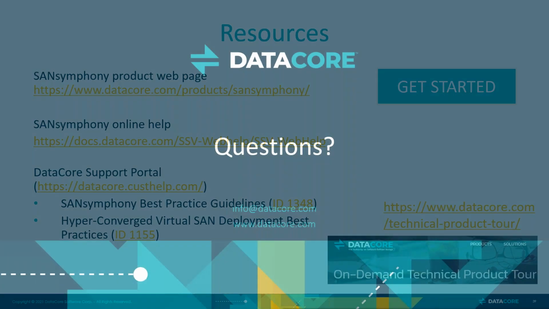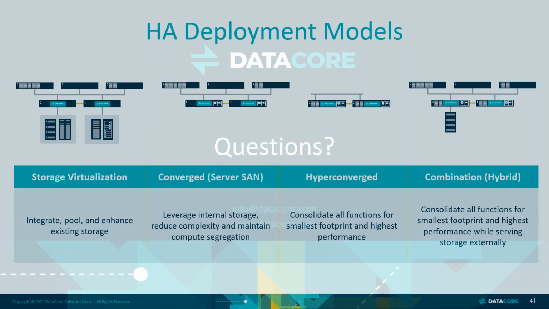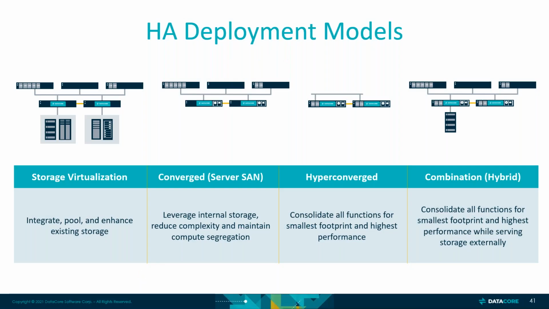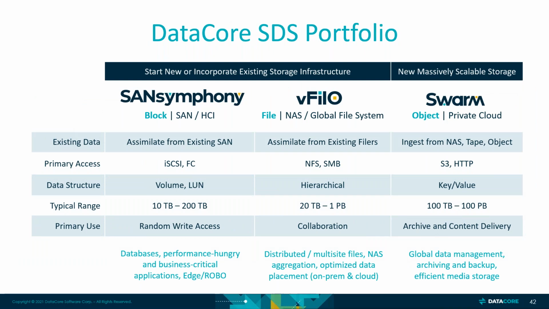With that, I haven't seen any additional questions come through that we haven't answered in here. I did want to just close out by letting you know that while we have concentrated today on our SANsymphony software for really SANs and hyperconverged environments using a block storage methodology, DataCore also offers, it's kind of like the trifecta of capabilities. The vFilo product provides a global file system for scale-out NAS, if that's maybe an adjacent requirement along with your block storage.